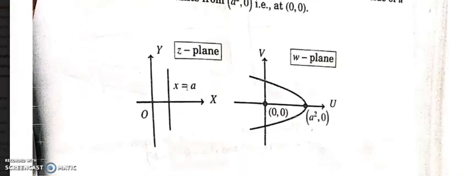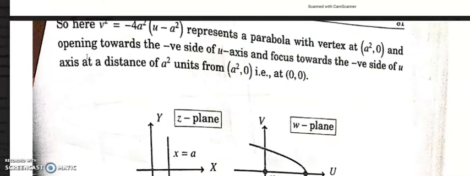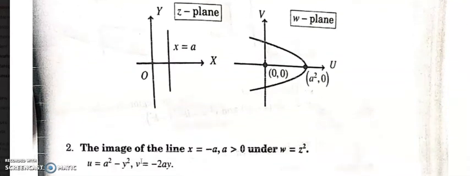Image of x is equal to minus a is this parabola. You can write the same statements and you can draw the same graph, but the only difference is, instead of x is equal to a, you make it x is equal to minus a, because in the z plane, what's our question? Our question is image of x is equal to minus a. So this graph will become this graph. There is a change in this graph.